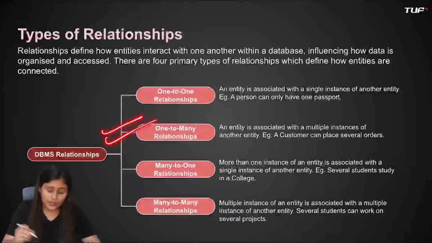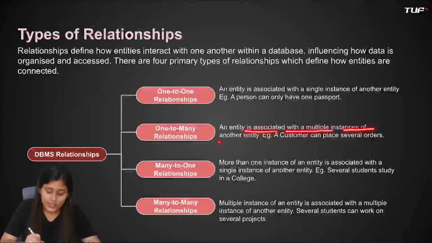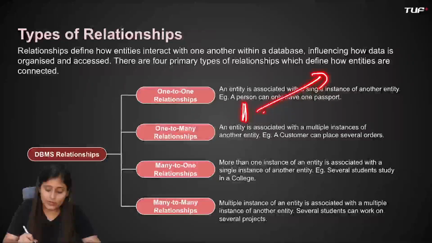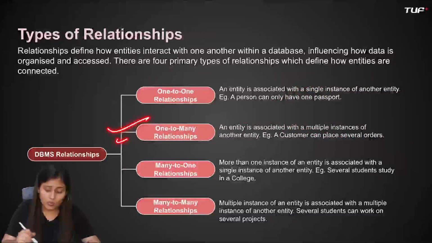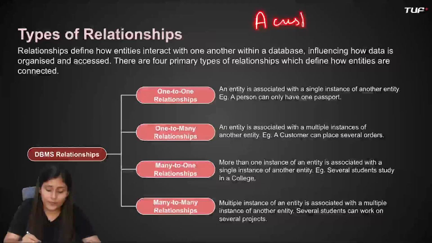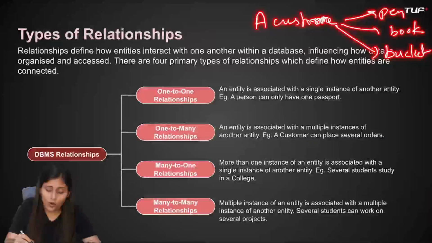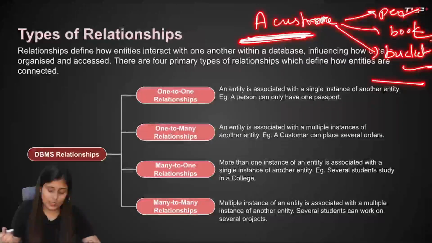Another is one-to-many relationship. An entity is associated with multiple instances of another entity. In this case, one entity can be associated with multiple instances of another entity. An example of one-to-many is where a customer can have several orders. One customer can buy pen, book, bucket. These are the orders placed by one customer. So this is basically a one-to-many relationship.